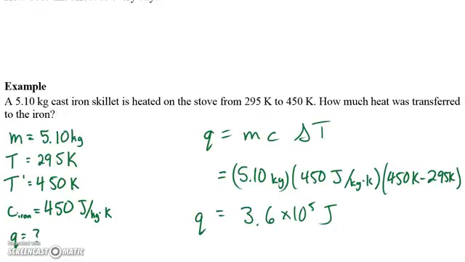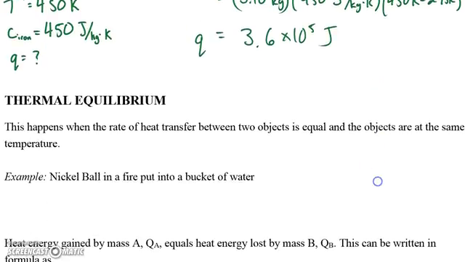But that energy has to come from something. So energy was transferred to it, and where that came from is something that lost that amount of energy. So that comes to thermal equilibrium. If you left the iron skillet on there long enough, there would be a maximum temperature that it would reach, because then it would have the same amount of energy as the surface that it's sitting on.